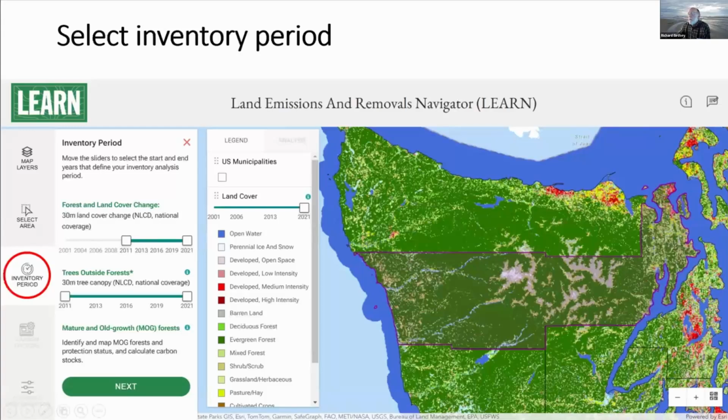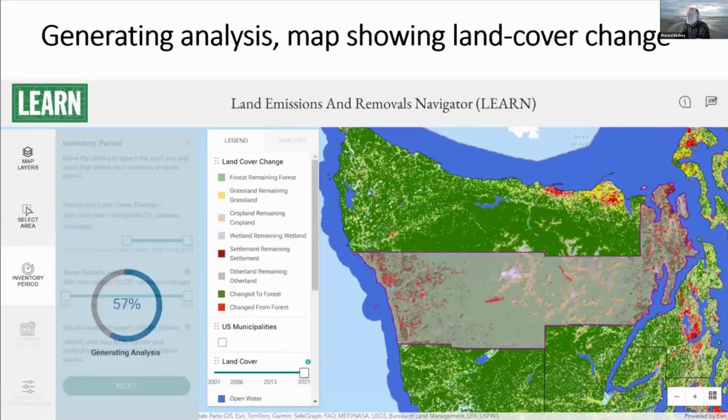And then for trees outside forests, we have something similar with a few less options based primarily on the NLCD data. Another feature that's listed here at the bottom, which we're still working on, would be to allow analysis of mature and old growth forests based on some maps that have been produced by Dominick Della Sala and others. So we're adding that in as a little separate analysis because of the high level of interest in management of mature and old growth forests.